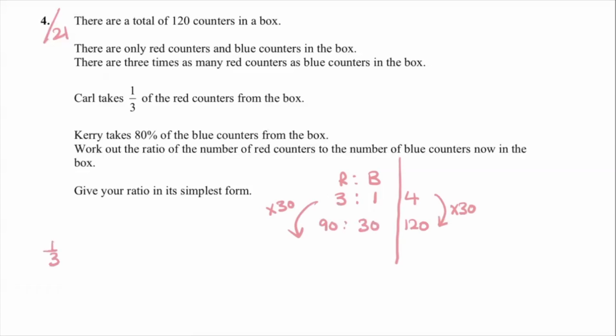A third of red, so a third of 90 were taken by Carl. Now we just need to divide by the bottom, but equally it is a calculator question, so you can just throw it in there and you will get 30. 80% of 30. Again, you can just put that straight into your calculator. You can use the percent symbol and the times sign, or you can find 10%, which is 3, times it up by 8, which is 24. So lots of different ways to process that.